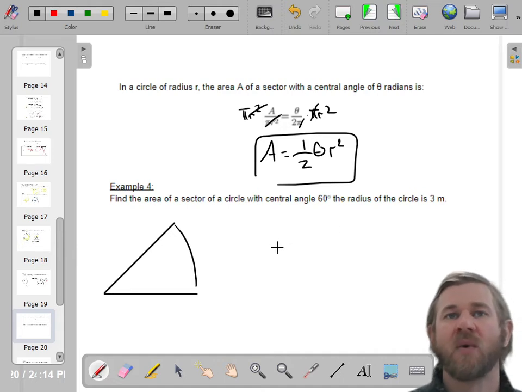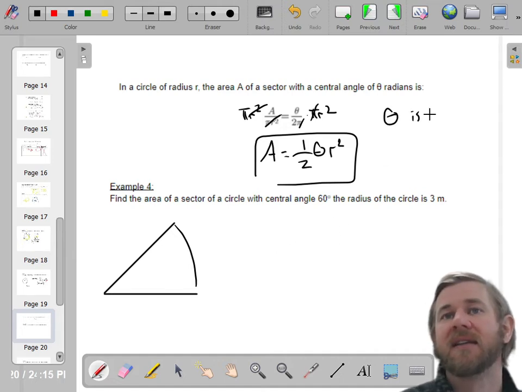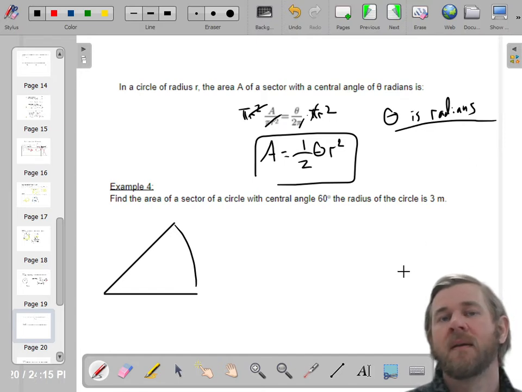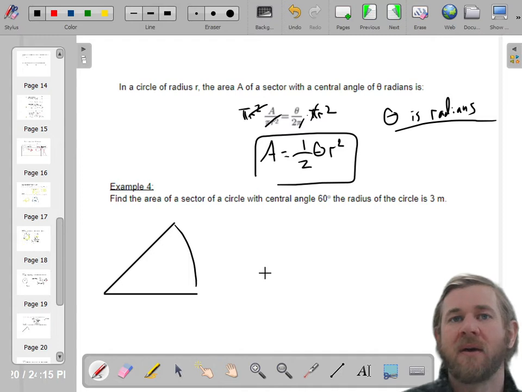So the area is 1/2 theta r squared. Again, theta is in radians, or it doesn't work. And I'm going to do a problem now and kind of work through it.